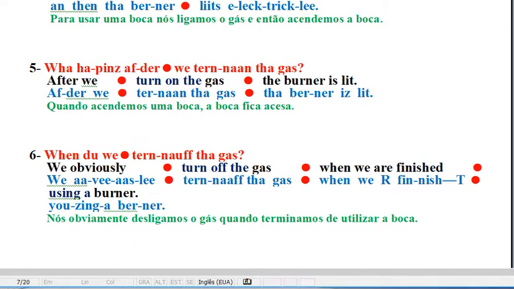Line 5. After we turn on the gas, the burner is lit. Question. What happens after we turn on the gas? After we turn on the gas, the burner's lit.